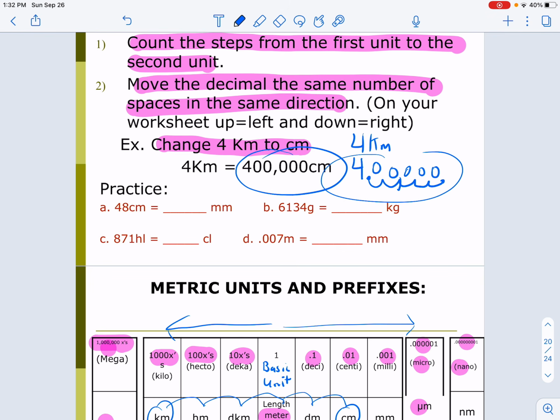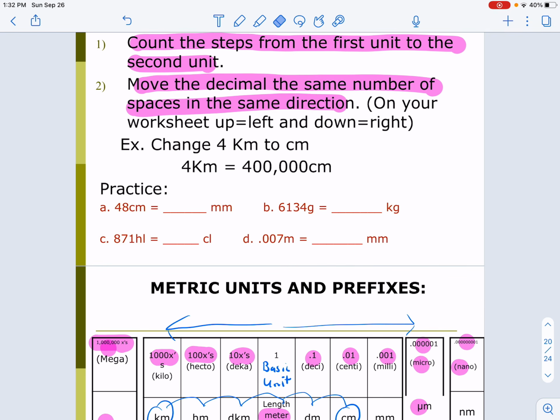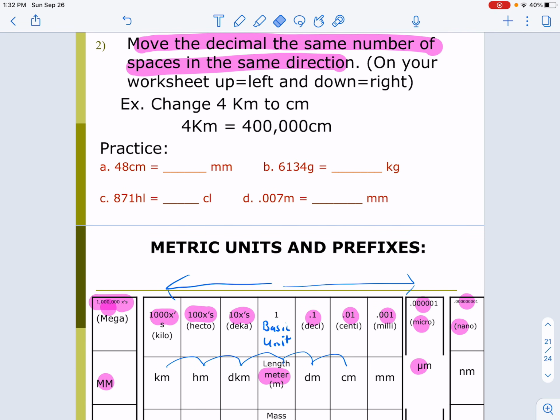Let's go ahead and do 4 practice problems together. Once we've done these 4 practice problems, I'm going to have you do a few on your own to make sure you know how to convert units accurately. So let's go ahead and do that.